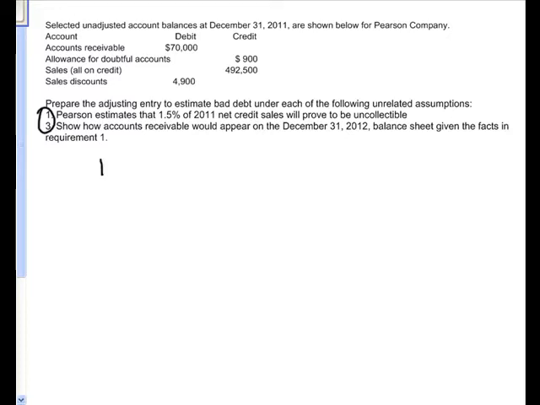We're always going to debit bad debt expense, and we're always going to credit the allowance for doubtful accounts. And I'm going to abbreviate that account AFDA. So we're going to debit bad debt expense and credit the allowance for doubtful accounts every single time we want to estimate the bad debts for a company.